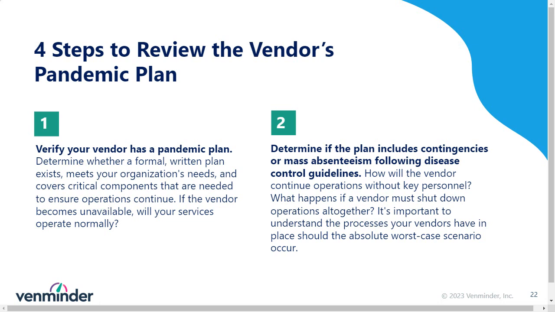Now next, you need to determine if the plan includes contingencies for mass absenteeism following the Center for Disease Control guidelines. Think about this. How will the vendor continue operations without their key personnel? If mass absenteeism occurs, can the vendor still operate normally, or will there be delays, or will operations be sluggish and slow? What happens if a vendor must shut down operations altogether? And if so, for how long? Is this going to be permanent? It's important to understand the processes your vendors have in place should the absolute worst case scenario occur.